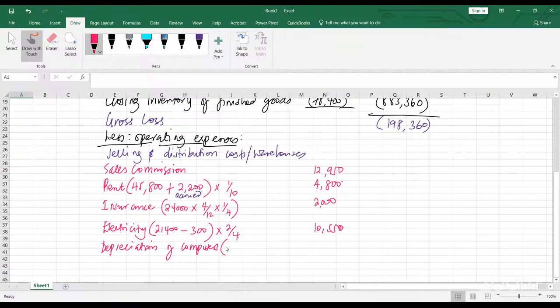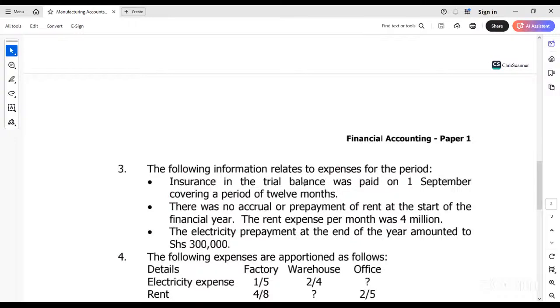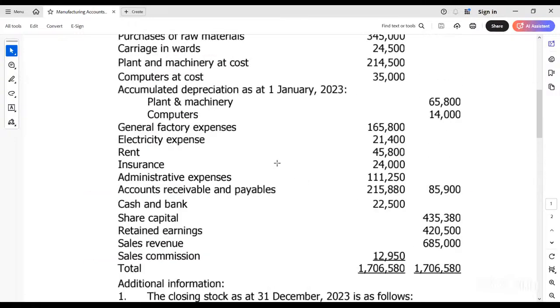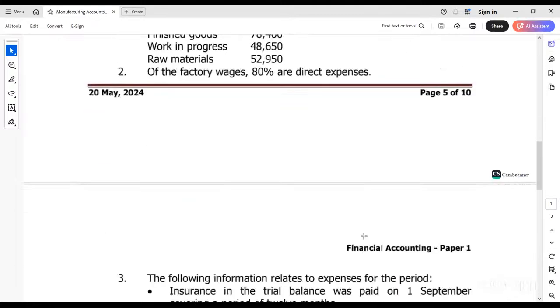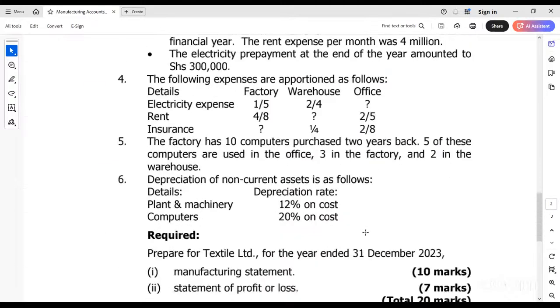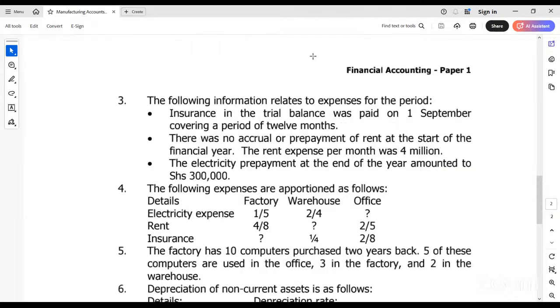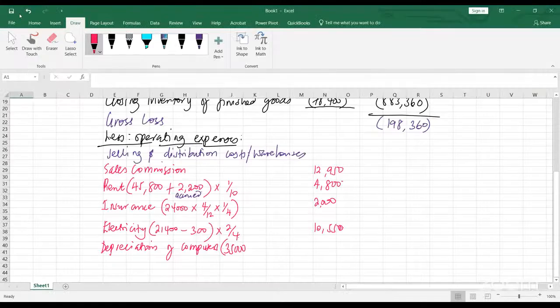The computers' total is 35,000 as per the trial balance. Computers up here, their cost is 35,000. How are they depreciated? Are they using the straight line method? Computers 20% on cost. So we have to get 20% on the cost of the computers, so times 20%.